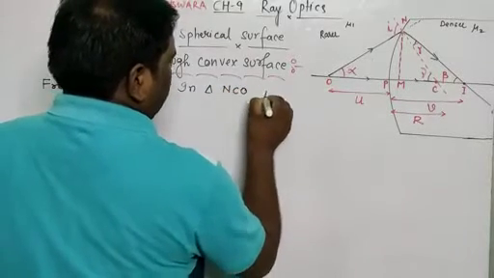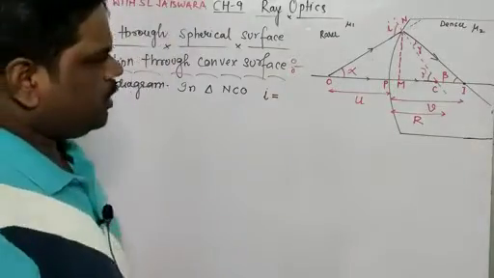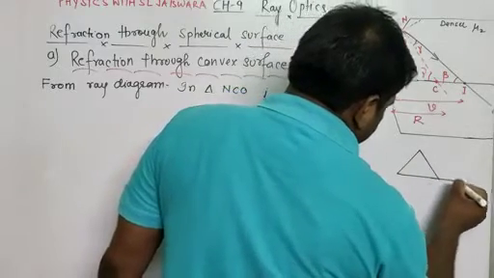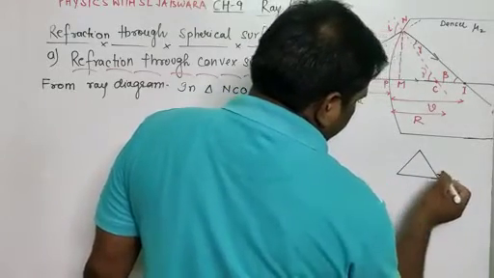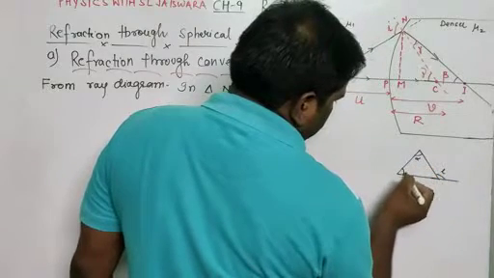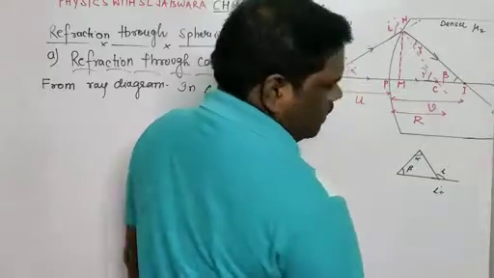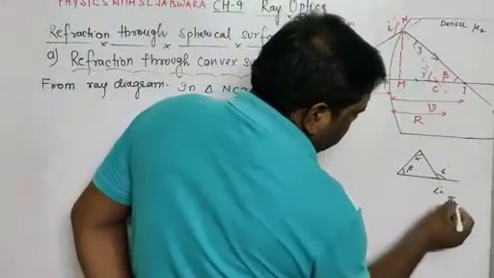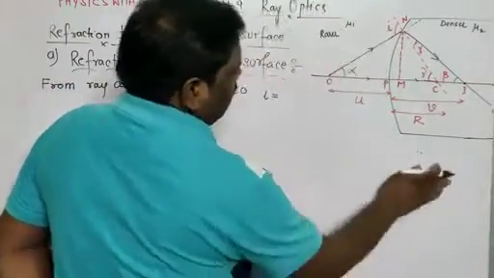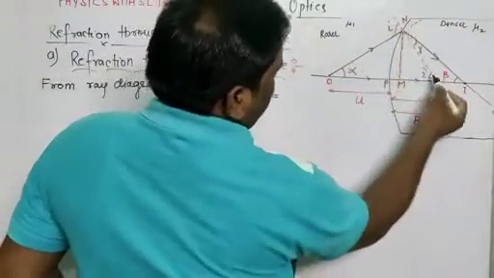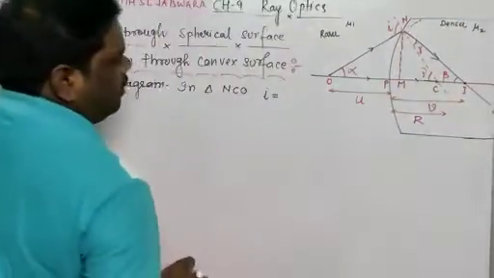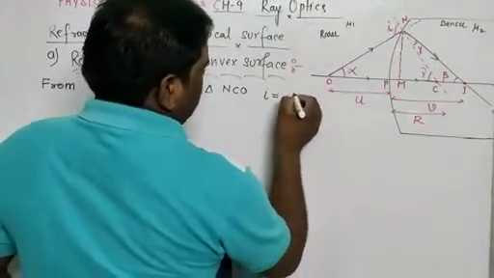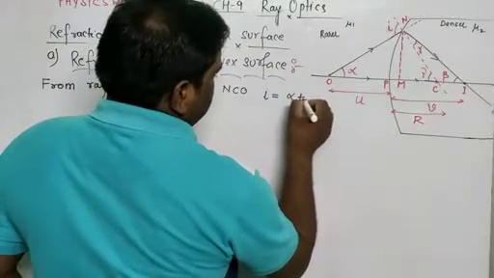So in triangle NCO, angle i is equal to, there is a property that the exterior angle of a triangle, this is the exterior angle, suppose this is i, this is alpha, this is gamma, can be written as equal to the sum of the opposite interior angles. So this concept we have to use here, that is, these alpha and gamma are the opposite interior angles for angle of incidence i, that is i is equal to alpha plus gamma.